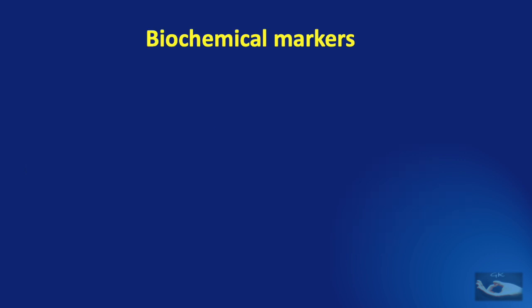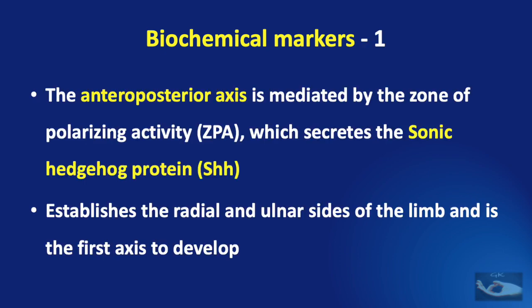We have already mentioned certain biochemical markers in our description so far. Let us try to consolidate the role of these biochemical markers in the development of the upper limb in the embryo. Different biochemical markers are seen in the different axes of development. The anteroposterior axis is mediated by the zone of polarizing activity, which secretes what is known as the sonic hedgehog protein, the SHH. This marker helps in establishing the radial and ulnar sides of the limb and is usually the first axis to develop.